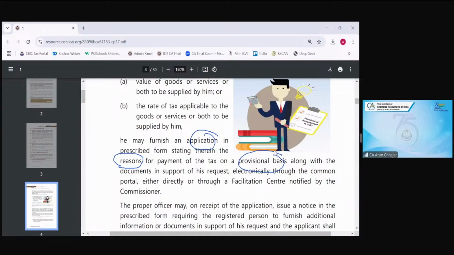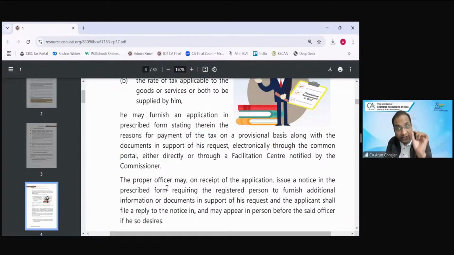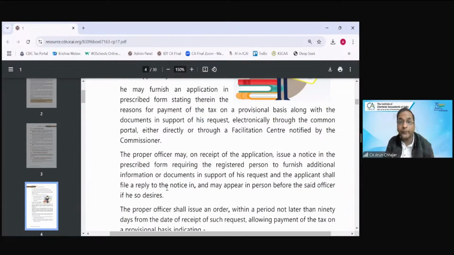Right? He is not able to determine the value, and he is not able to determine the rate of tax. In these two cases, the taxpayer can apply to the tax officer: kindly give the value, kindly give the rate. And point to be noted, whatever answer the officer gives will be provisional.